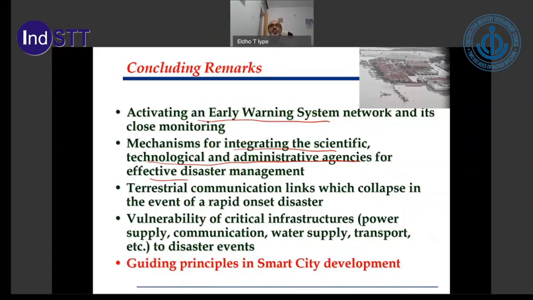And also we need to look into terrestrial communication links which collapse in the event of flooding. We need to plan in advance, especially as in the 2005 flooding that happened in Mumbai. And then also we need to look into vulnerability of critical infrastructure, power supply, communication, etc. And these are all the guiding principles as far as smart city development is concerned.